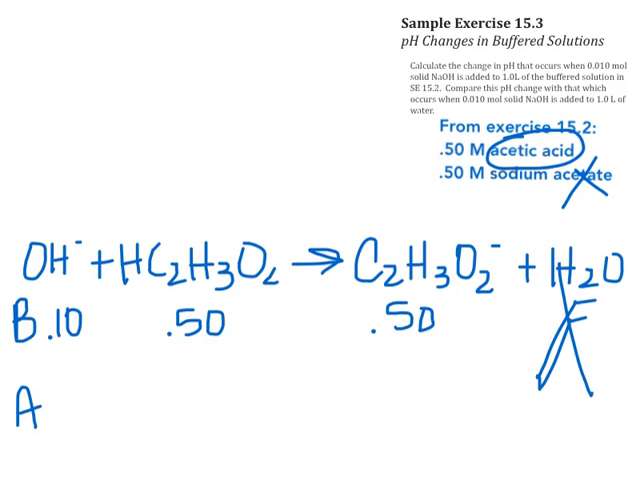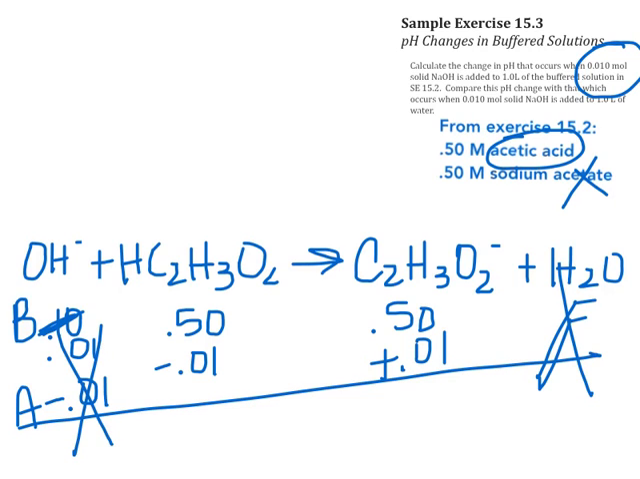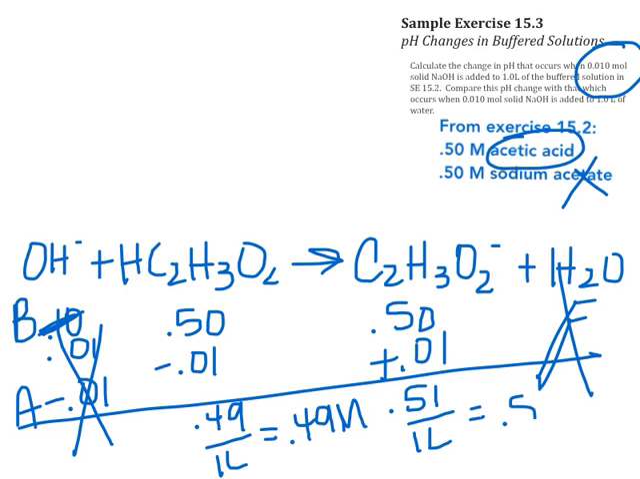And I think I have this backwards. I think it's not 0.10, it's 0.01 up here. So it's 0.01 moles of hydroxide ion. So that's the one that's going to be consumed. And then after the reaction, the hydroxide's gone. There is 0.49 moles of acetic acid left and 0.51 moles of the acetate ion. Divide that by the total volume, which is 1 liter. Moles over liters equals molarity. So this one's 0.49 molarity, and this one's 0.51.